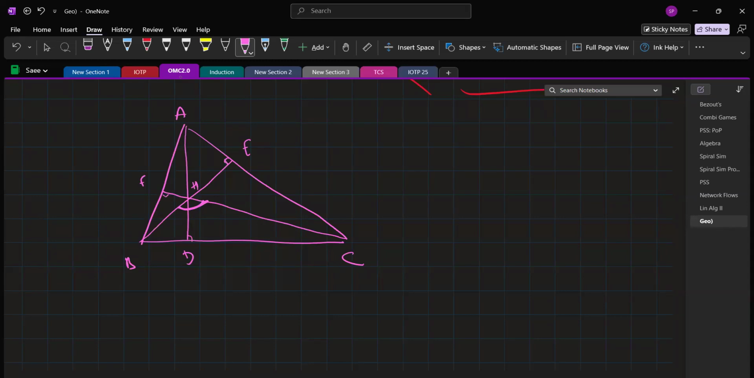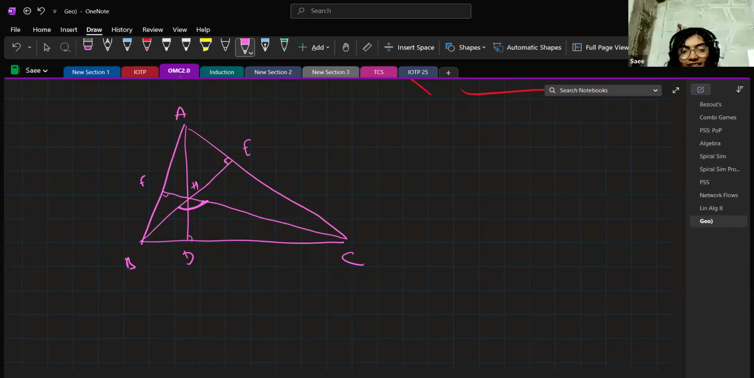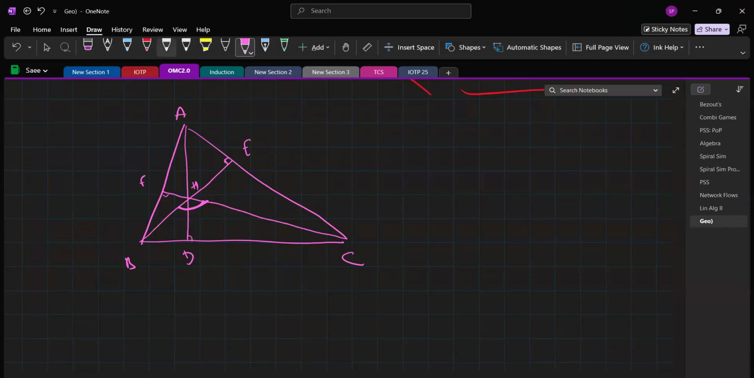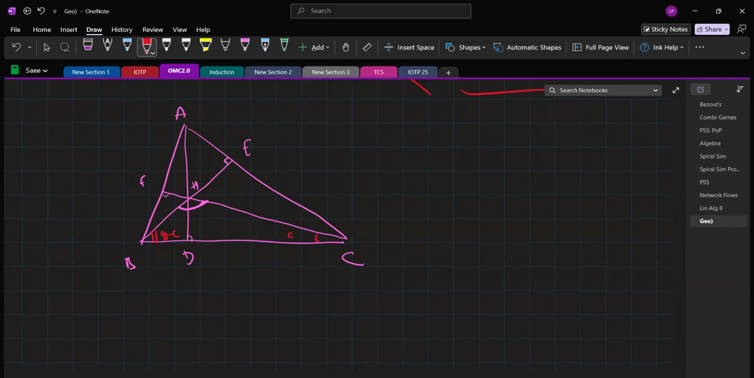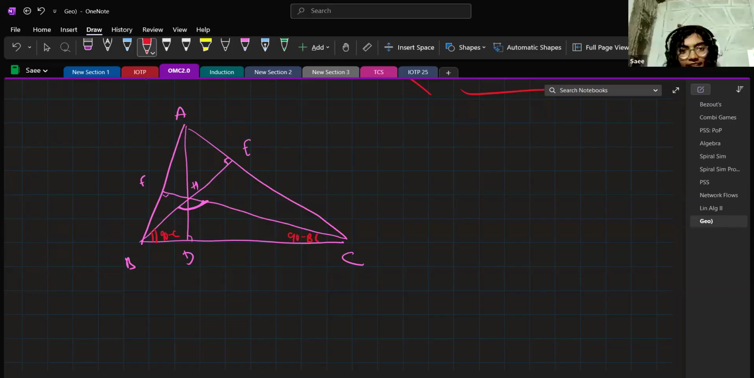I don't think that's true. We can angle chase it, like we know HBC is equal to 90 minus C and HCB is equal to 90 minus B. So sum of angles. Why? AFHE is cyclic, so BHC is equal to EHF, which is 180 minus A. That's another way. Great.